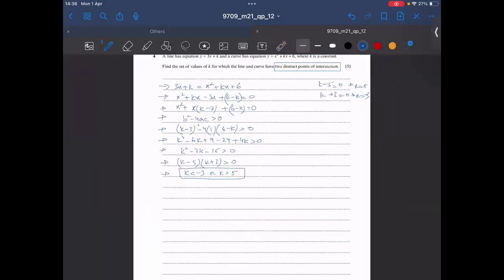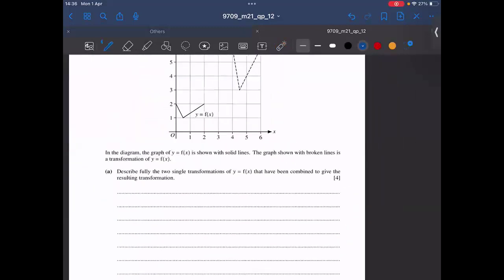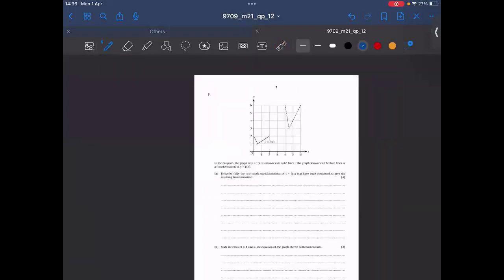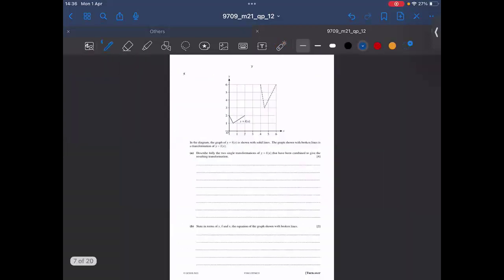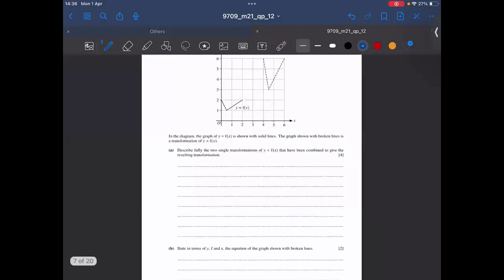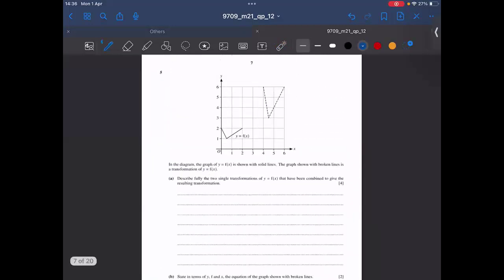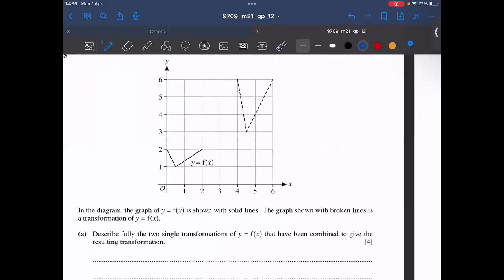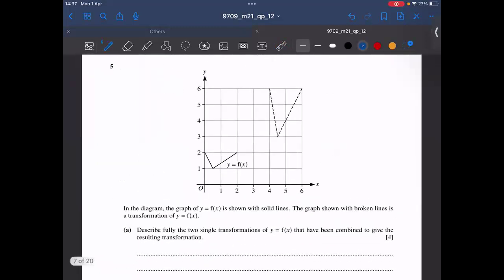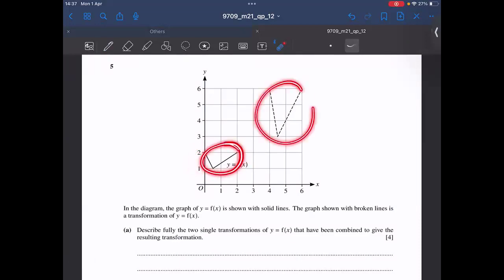Yes, sir, it's clear. Okay, now let's move on quickly. Let me do question 6 first or question 5. Okay, let's do question 5. In the diagram, the graph of y equals f of x is shown with solid lines. The graph shown with broken lines has been transformed. This graph has been transformed to this.